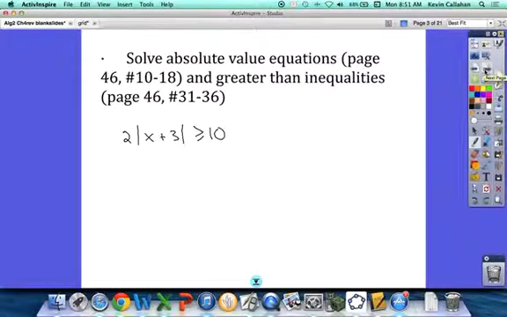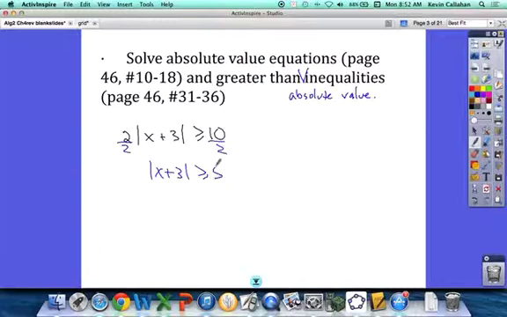So for the greater than absolute value inequality, again, we have to isolate. What do I have to do to this one? Divide by 2. So divide 2, divide 2. So now I've got x plus 3 in absolute value is greater than or equal to 5.